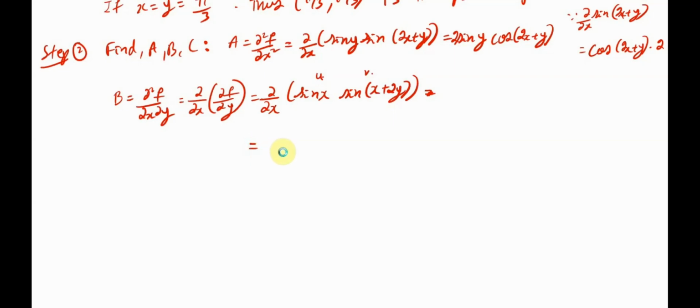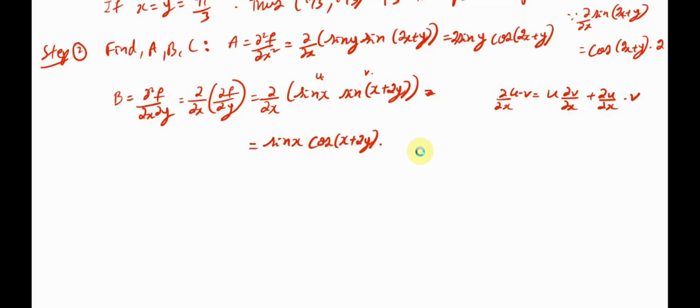So I will first remember the formula, students. Every time, no need to tell you again and again. u I will keep as it is, differentiate v, plus u I'm going to differentiate, v I'm going to keep as it is. So I'm going to keep u as it is, sin x I will keep it as it is, differentiation of sin(x+2y) will become cos(x+2y).